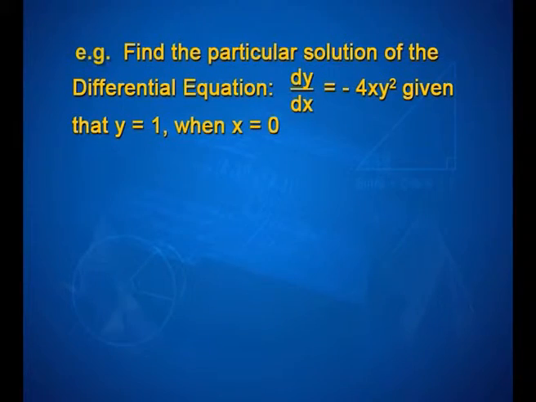Now, let us solve an example. Find the particular solution of the differential equation dy upon dx is equal to minus 4xy square given that y is equal to 1 when x is equal to 0.